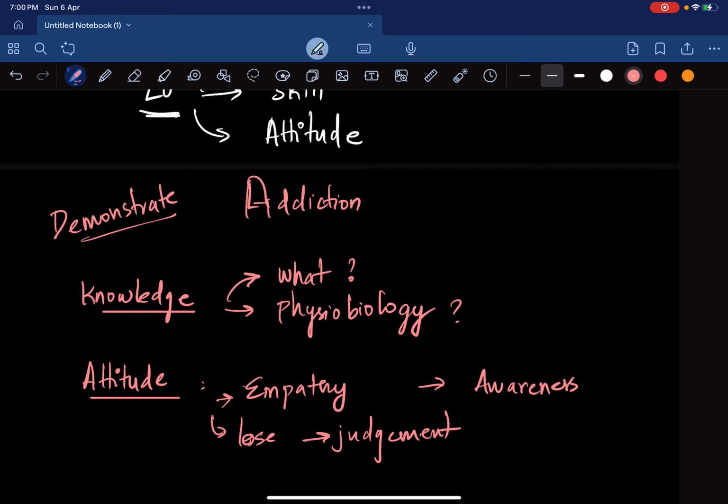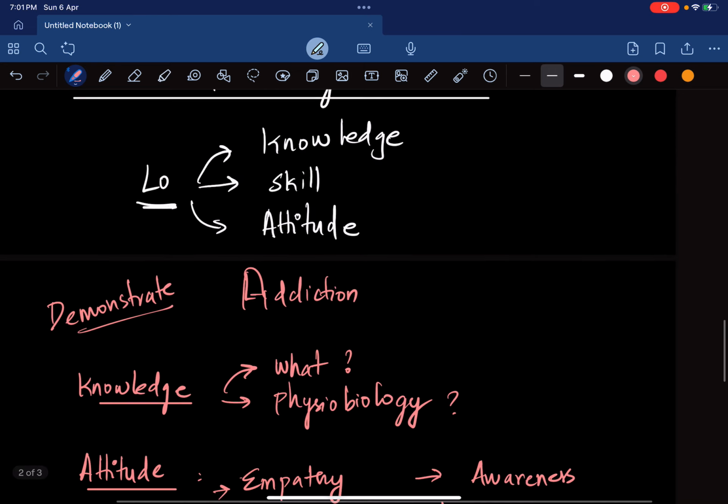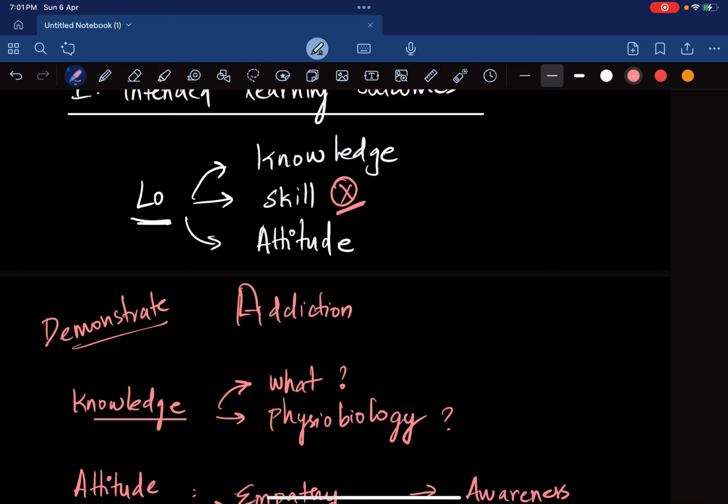Now, since my audience is 12th grade CBSE or international board students, a school student may not have enough skills to address the problem of addiction, give counseling, or give medical intervention to a person who has this problem of addiction. So my topic here does not address this entity called skill, and that is not a problem. This is not a hard and fast rule. This is not a checklist that we have to check. This is just broad domains under which I can classify the learning outcome.